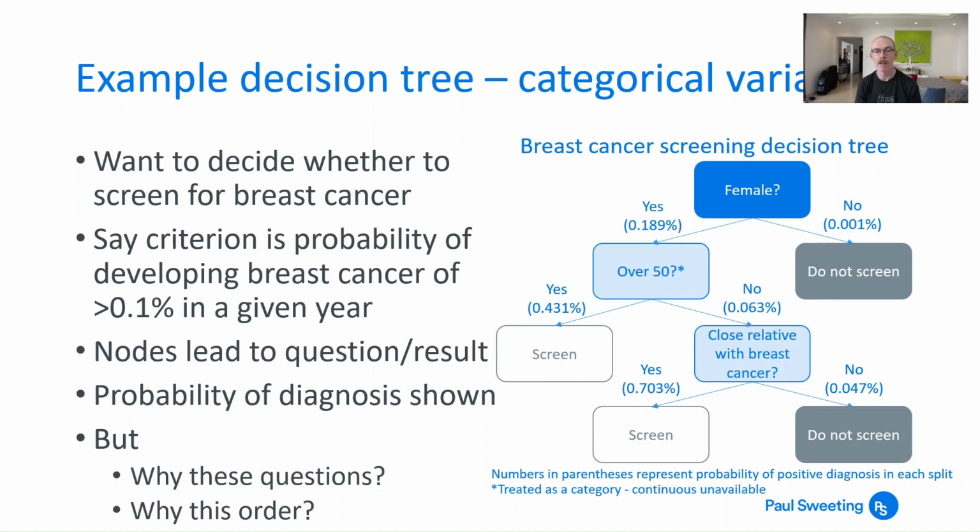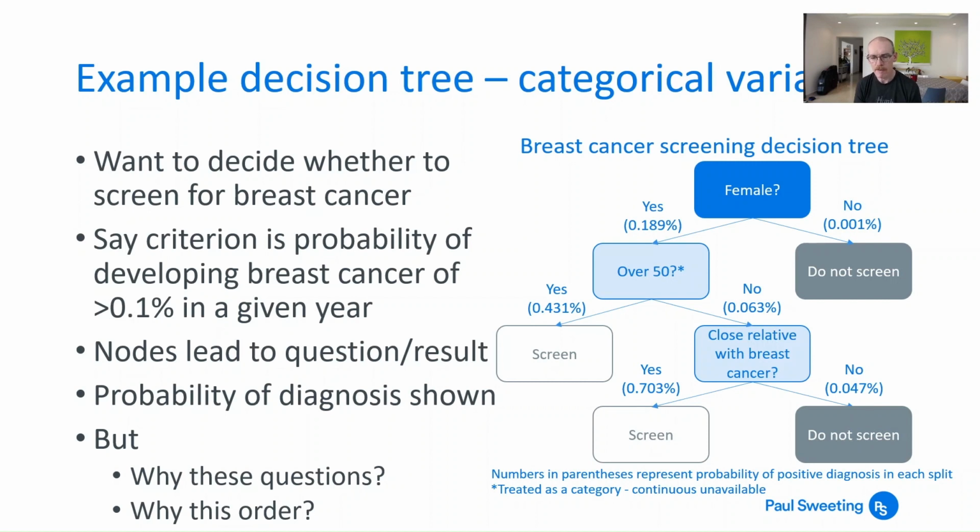The next question will be, are they over 50? And I know this is actually a continuous variable rather than categorical. As it happens, you can treat it as categorical because the data on a more granular level just isn't easily available, whereas under and over 50 is broadly available. So treat it as a category. Are they over 50? If they are over 50, then the probability of a diagnosis goes up to 0.431%, so we should screen all women over 50. If they're under 50, so the answer to that question is no, then it drops to 0.063%. So on the face of it, you might not want to screen them.